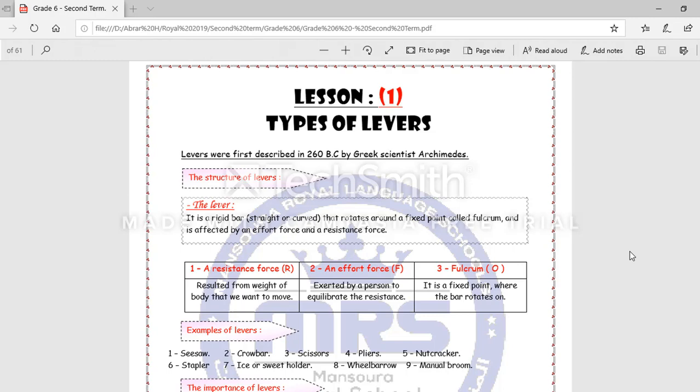Long time ago, man invented many simple machines to help him perform heavy tasks more easily. The most common simple machines are levers, which were first described in 260 years before Christ by the Greek scientist Archimedes. Levers like what? Like the wheelbarrow, like the nutcracker, like the scissors. All of these machines are described as levers.